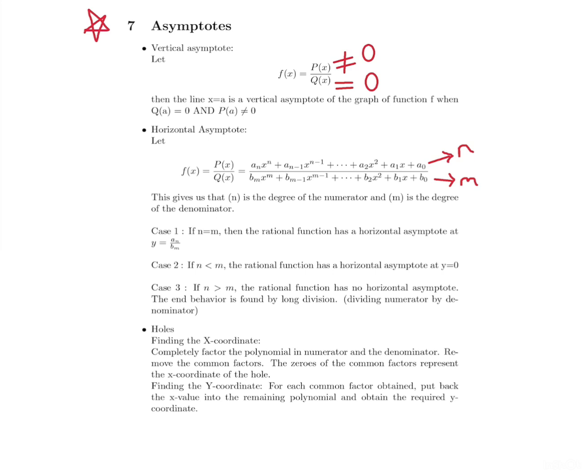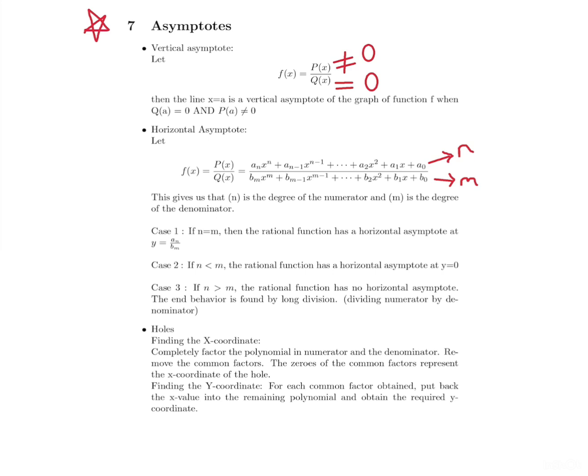Before that, we have horizontal asymptotes. Consider the rational function we took before. If I have the degree of the numerator to be n and the degree of the denominator to be m, then I have 3 cases. If they have the same degrees, the rational function has a horizontal asymptote as a fraction of their leading coefficients, which is an upon bm.